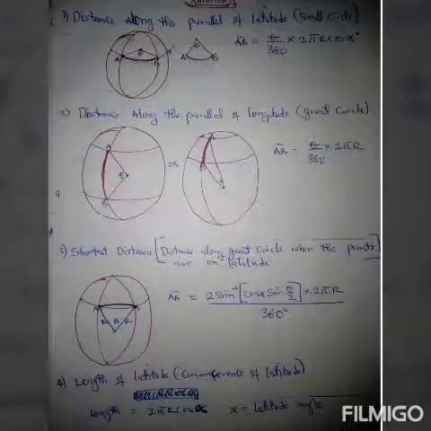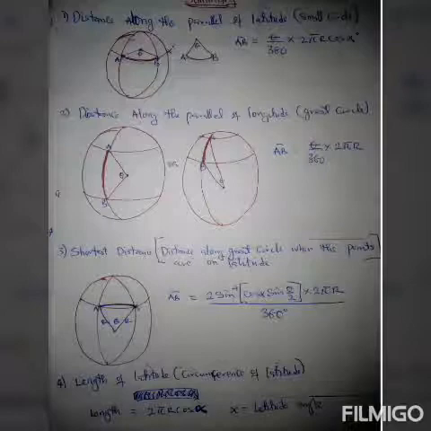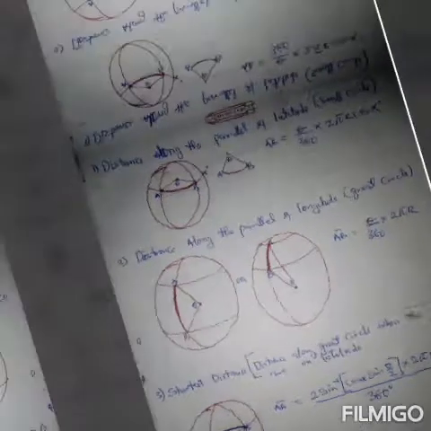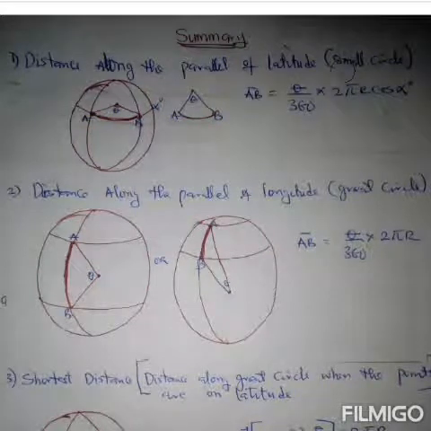Summary of longitude and latitude. These are the four things I want you to know anytime you want to solve questions on longitude and latitude. Number one is the distance along the parallel of latitude, otherwise known as small circle.